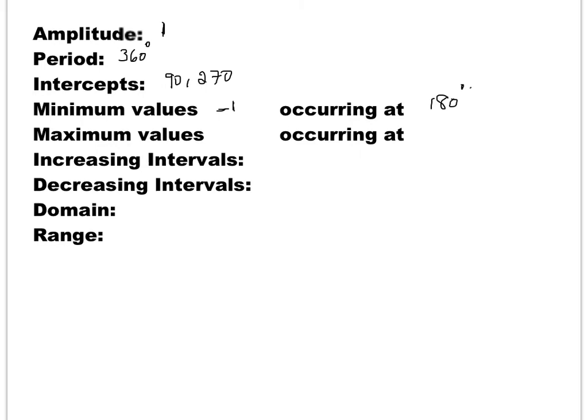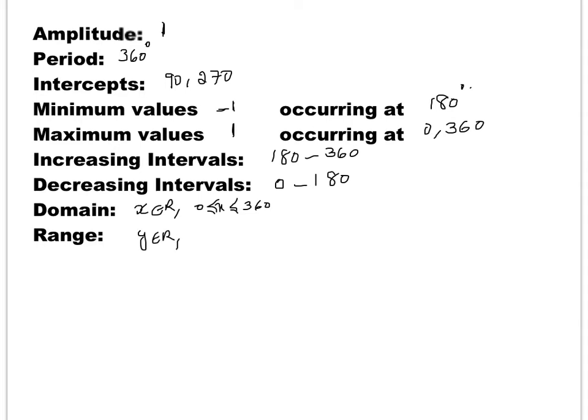The maximum value is 1, and it happens at 0 and 360 degrees. The increasing interval, as we found from the graph, is from 180 to 360 degrees, and the decreasing interval was from 0 to 180 degrees, because it starts from 1 and it goes to -1. The domain, we found that it's x in R, and x is between 360 degrees and 0, and the range was y in R, and y is between 1 and -1.